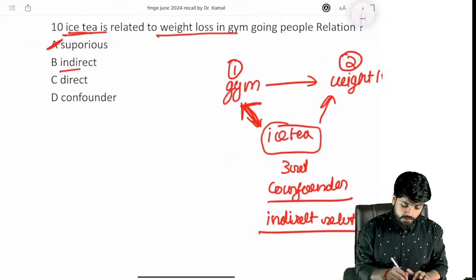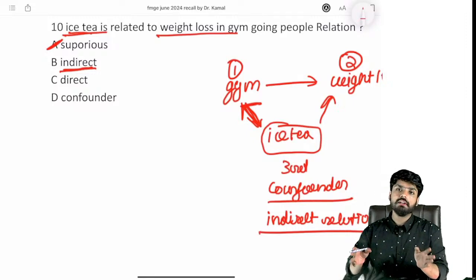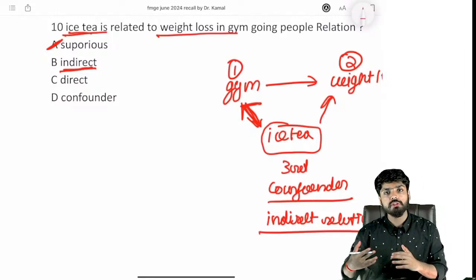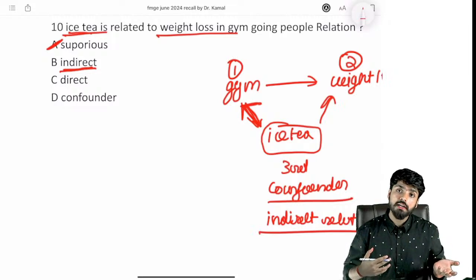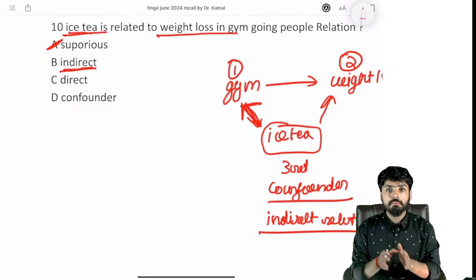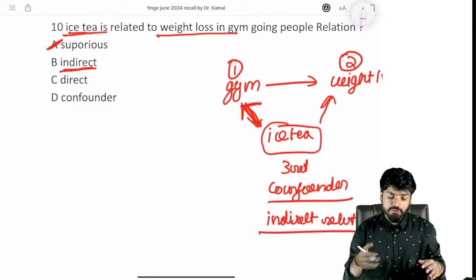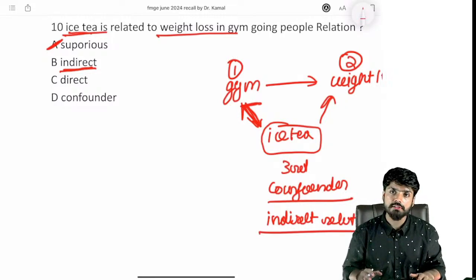Okay, then the indirect relation will be the answer. But according to me, if someone is relating drinking iced tea to weight loss, even if they are going to the gym, that means we are not considering going to the gym, and the main thing that we are focusing on is that drinking iced tea is losing the weight. So for me, then it will be superior relation.